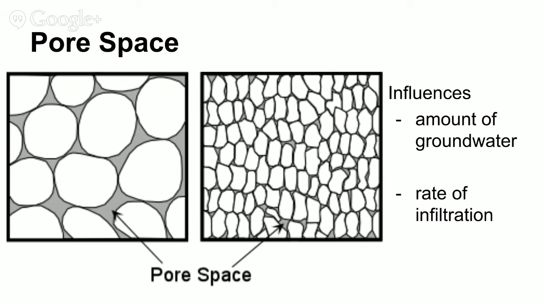Okay, so pore space is just the amount of space between all of the sediment particles. Big sediment particles like gravel and pebbles and cobble don't fit together as tightly, and so they have pretty big pore spaces. They have a lot of space in between each sediment grain to store water. And then you have teeny tiny sediment sizes which fit together better, so their pore spaces are smaller, but there's a lot more of them. So this influences the amount of groundwater and also the rate of infiltration.